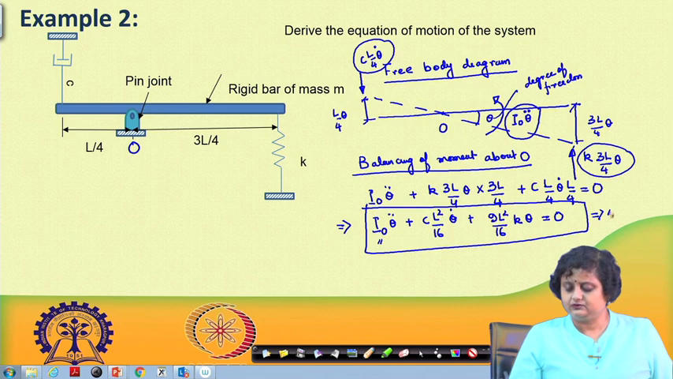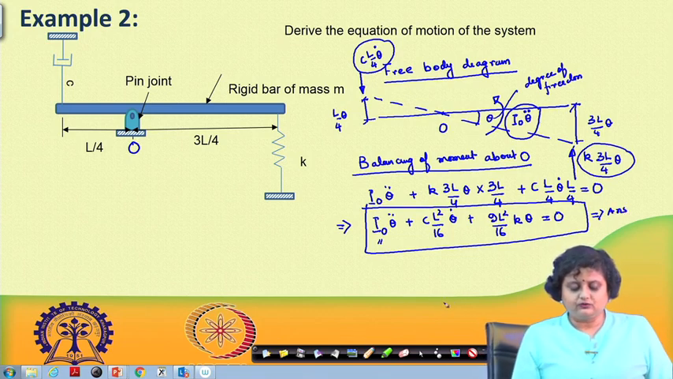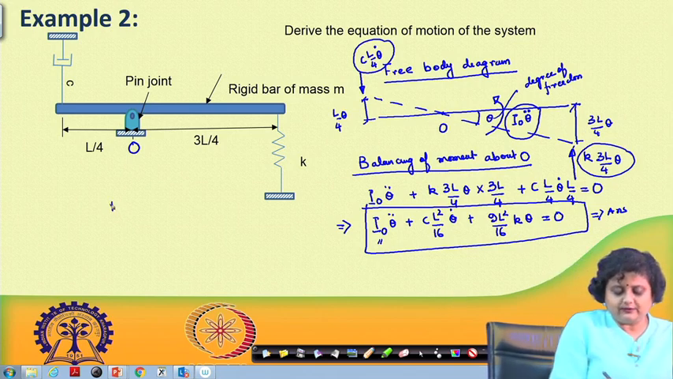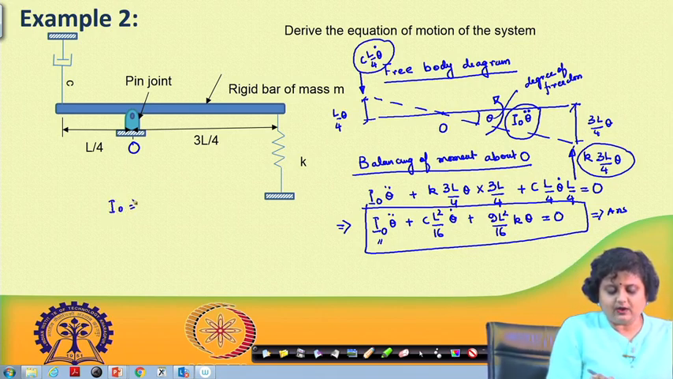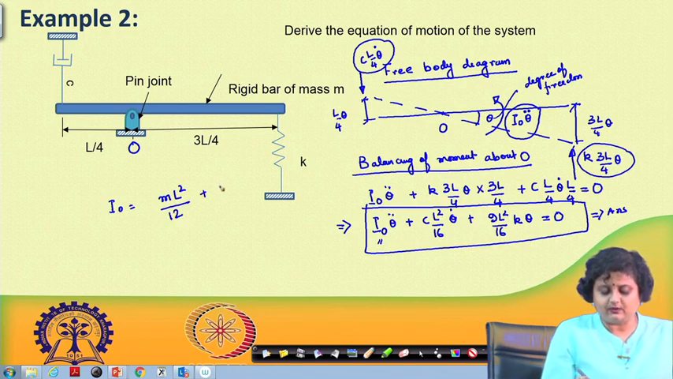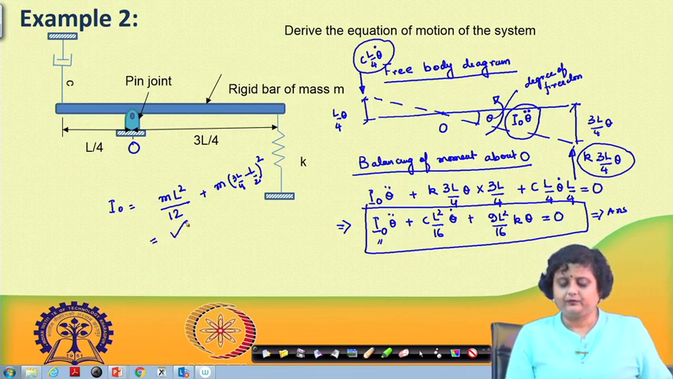So, this is the answer. Let me also try to find out I 0. I 0 is the moment of inertia about the centroidal point, m L square by 12, plus m d square, which is m into L by 2 minus 3 L by 4, so 3 L by 4 minus L by 2, whole squared, which should give me my I 0.